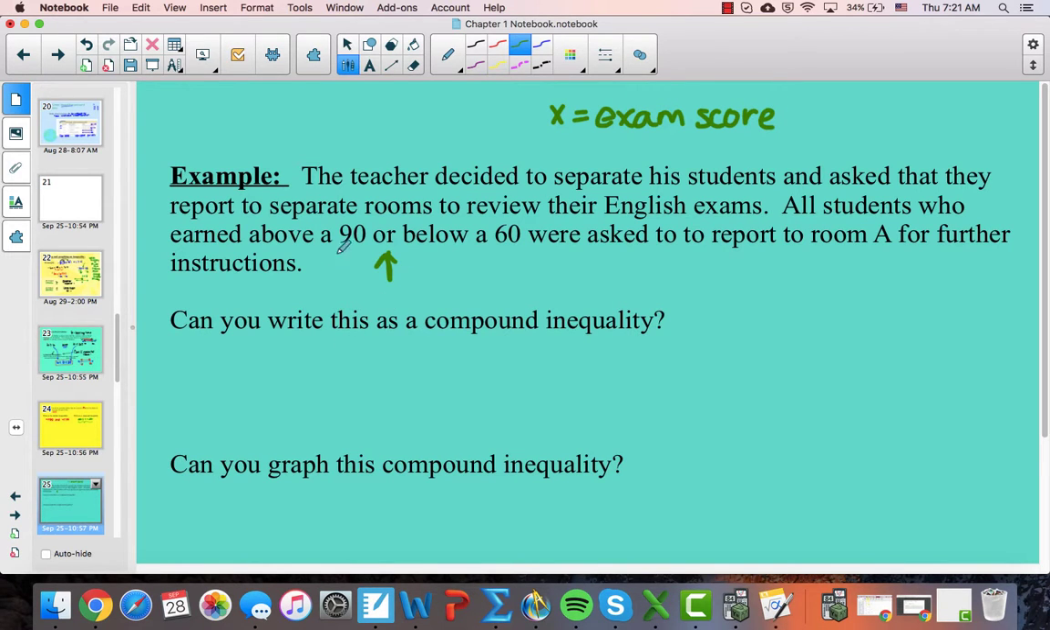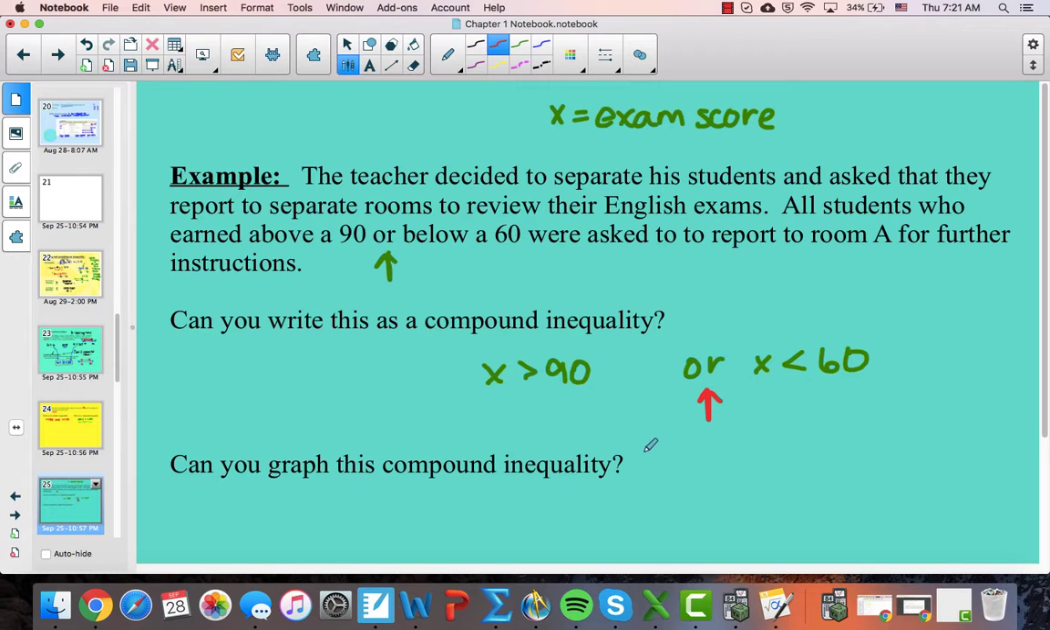Well, this one's slightly different. I want all the kids that earned above a 90. It doesn't say 90, it says above a 90. So x is greater than 90, or x is less than 60. Well, that one I actually can't combine into one. Why? Because it's one or the other.